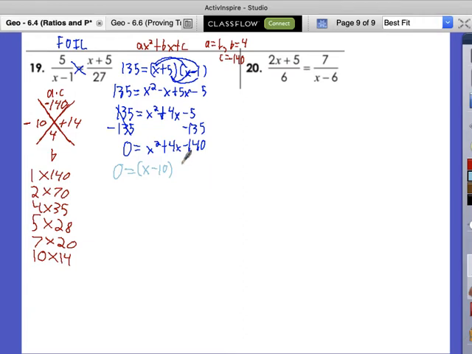Okay? So then our next parenthesis is going to be the same variable, x, and this number inside, plus 14. Let's go ahead and write that down if you don't have that.